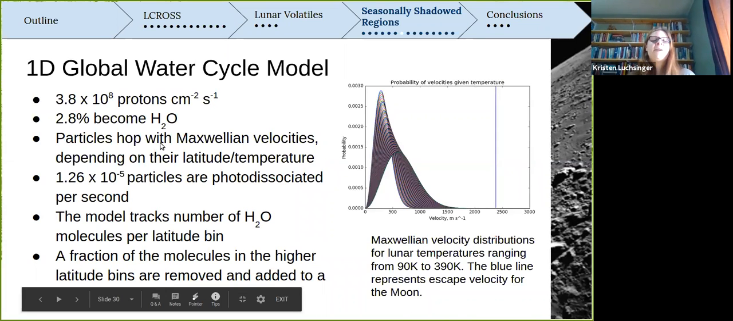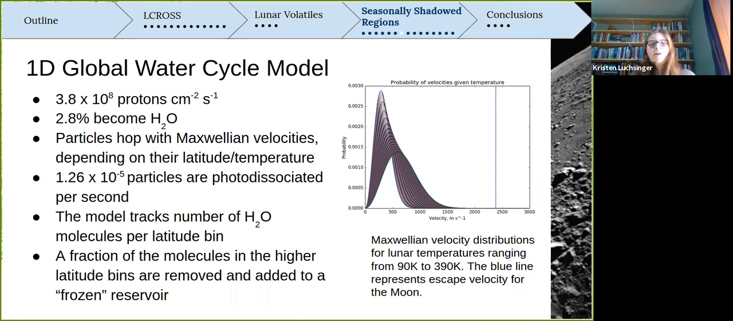When I say one-dimensional, my one dimension is latitude. I'm only looking at particles moving in and out of latitude bins in a random ballistic trajectory. And so I'm not looking at any sort of local topography. I'm not looking at a day-night cycle. I'm only looking at incoming water ice particles ballistically hopping randomly in random directions. And the output for this super simplified water cycle model is just how many are landing at a given latitude at a given time. So it's a simplified model with a simplified output. And I'm just using that as a basis for how much water ice is landing at a given latitude versus another latitude.